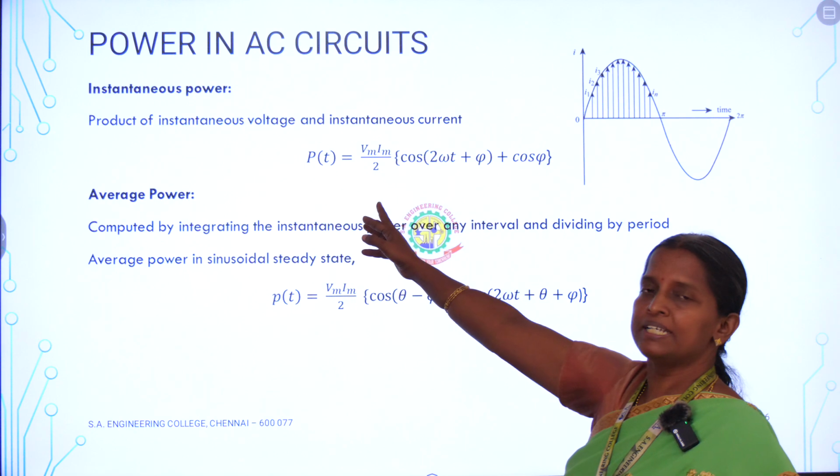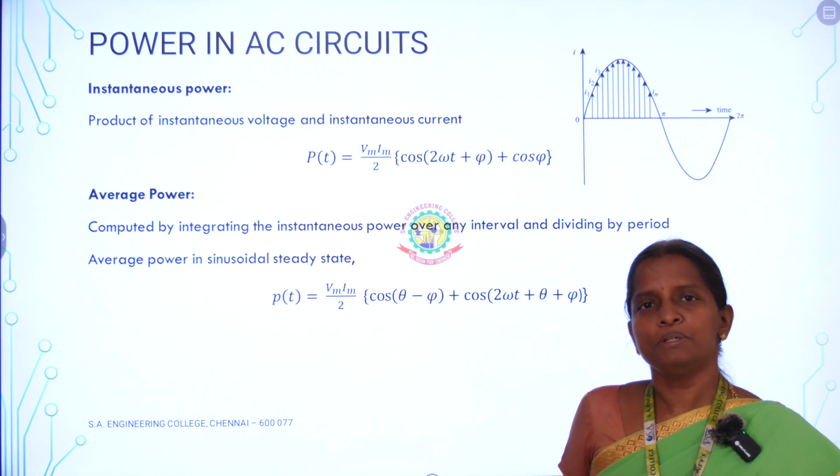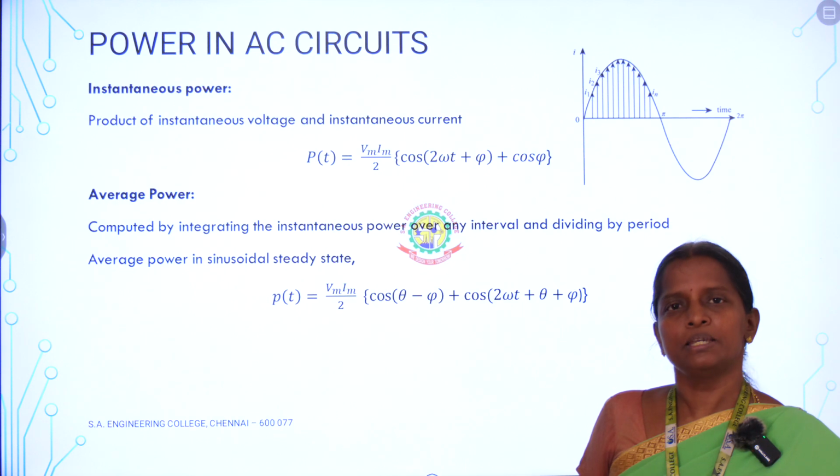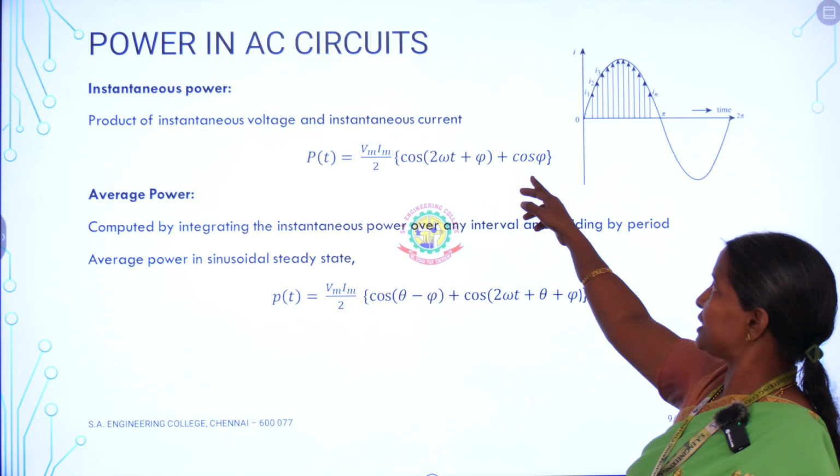So the instantaneous power is given by Vm Im divided by 2. So what is the Vm and Im? Vm is nothing but the maximum value of the voltage. Im is the I max value. And the cos of the 2 omega t plus phi plus cos phi.